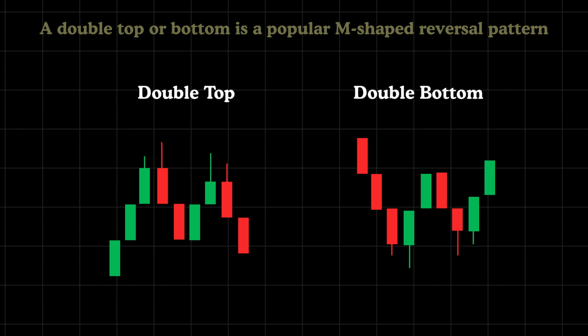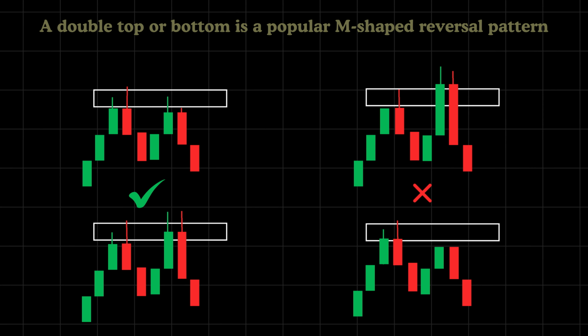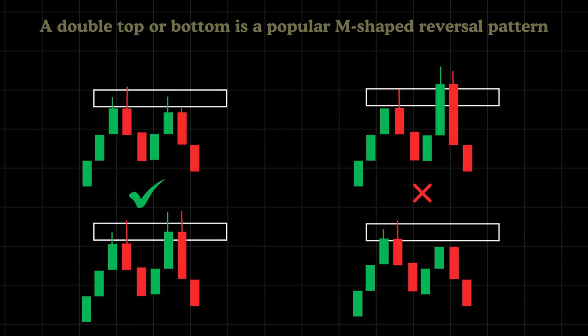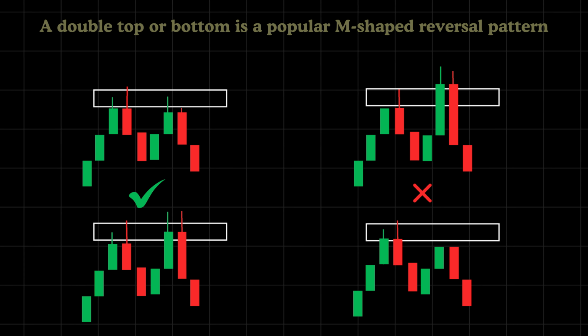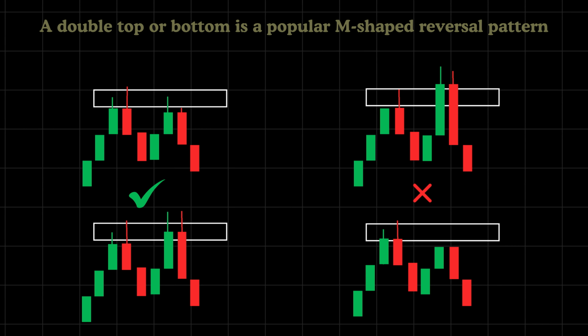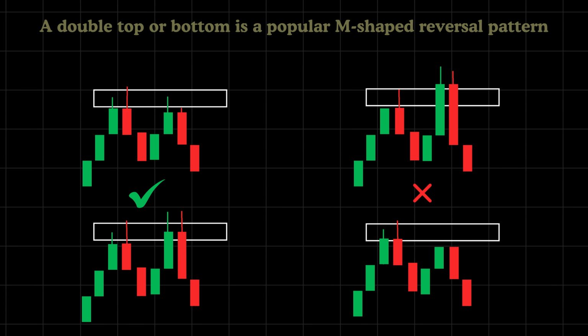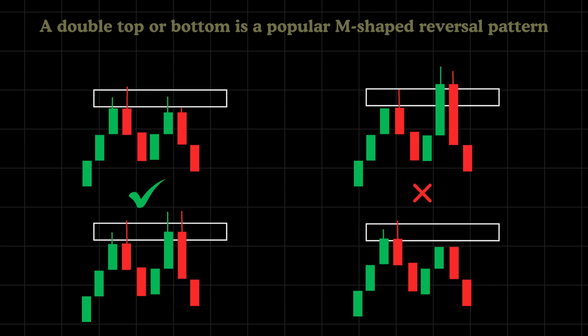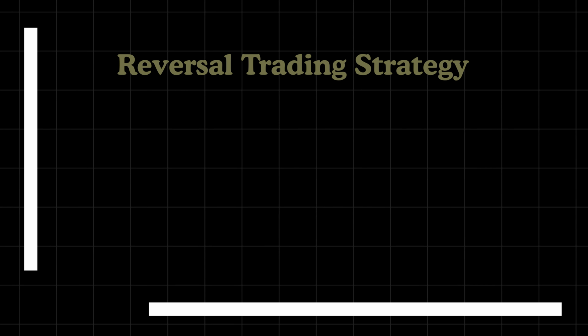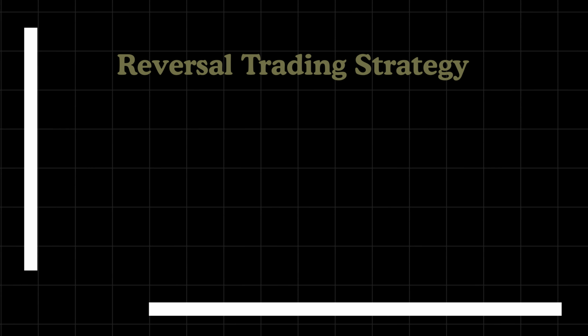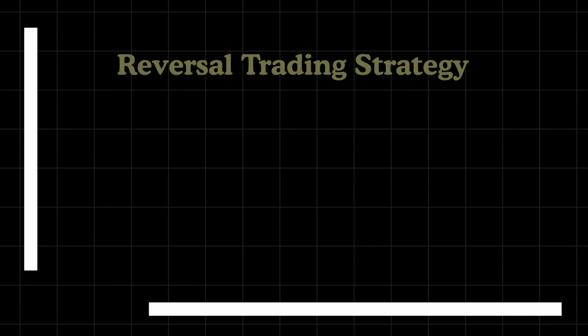But keep in mind, we follow a specific rule to validate a double top or bottom setup. For a double top, draw a rectangle from the highest candle close to the wick of the initial test. Then, ensure the wick of the second test at least touches this zone, while the candle body must not close above it.